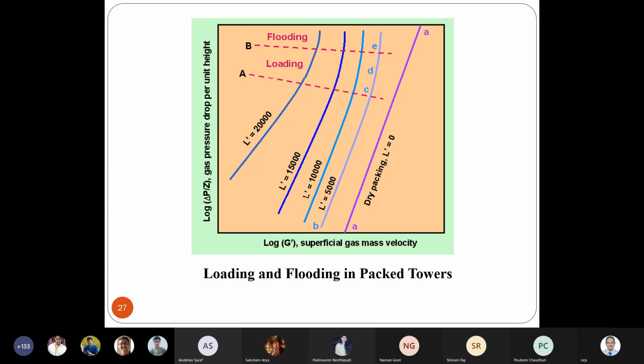Then one point will come when, with just a little increase in gas velocity, we will see liquid coming out from the top of the tower. That means the whole tower is now filled up with the liquid. So the tower is flooded. Flooding will start, and you see the pressure drop line shows a very sharp change in the slope.